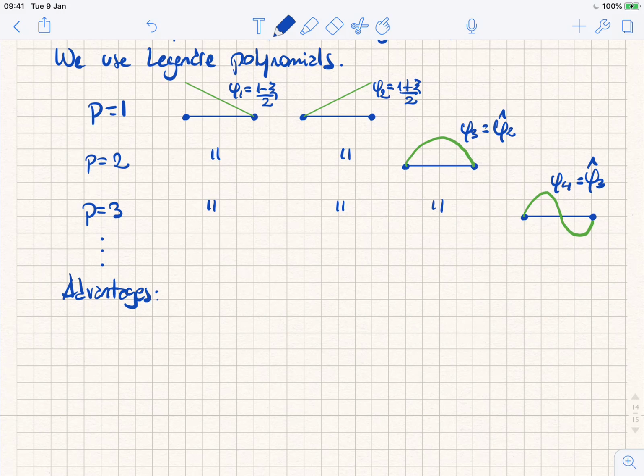So we talk about the advantages of using this. Orthogonal polynomials are going to give you the best condition number of the stiffness matrix. And they also have a very nice property, which is that all these Legendre polynomials can actually be computed from a recursion.